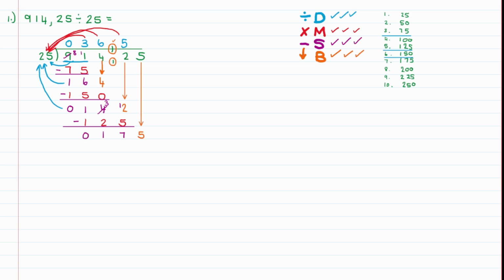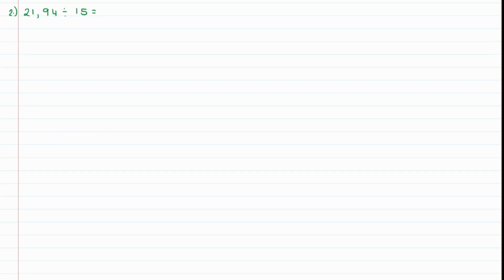Once again, I return to the beginning of my process. 175 divided by 25 is 7. 7 multiplied by 25 is 175. 175 minus 175 is 0. I have nothing left to bring down, so this means that I am at the end of my process. The number at the top of the house can be written down as my answer, which is 36,57. Let's take a look at question 2.